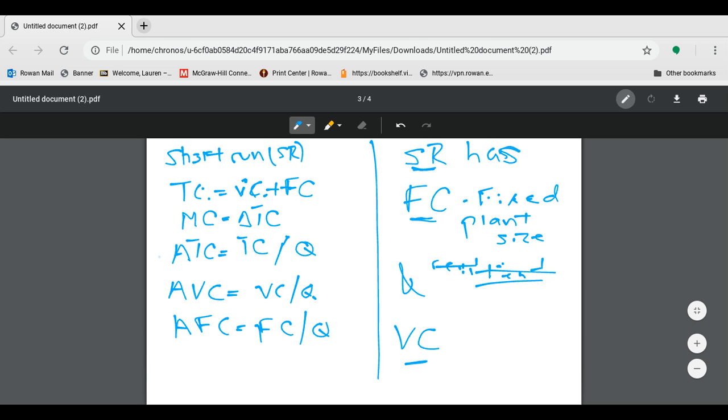And then we have some average costs. So the last three: average total is where you take the total cost and divide it by the quantity of output. I'll show you on a table what that looks like. Average variable is where you're just taking the variable cost and dividing it by Q. Average fixed is fixed cost over Q.